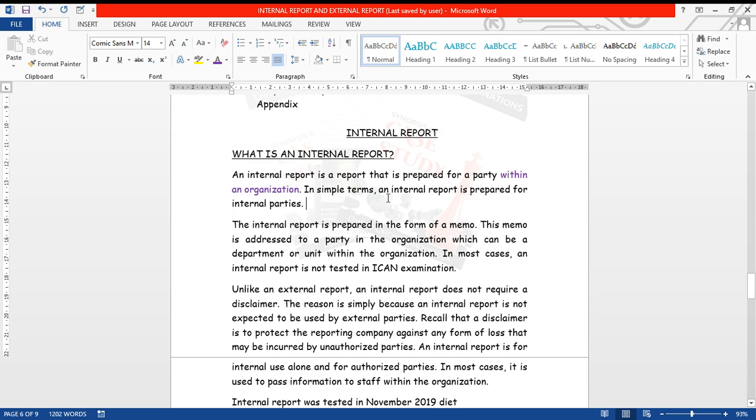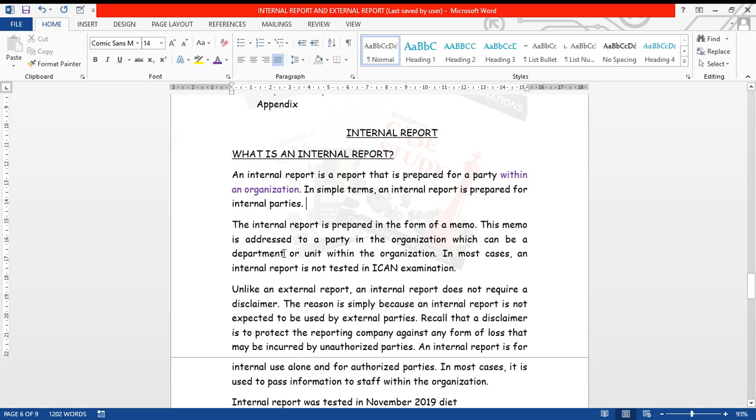Like the example we used earlier, you're working for a chartered accountant. If they tell you to prepare a report for the project department of a chartered accountant or the board of directors, that is a party inside the organization. Like we linked it to the formal and informal letter, if you're preparing a letter for your mom, your dad, your brother, your sister, or somebody within, that's an internal report. It could be a department, a unit, it could even be the board of directors.